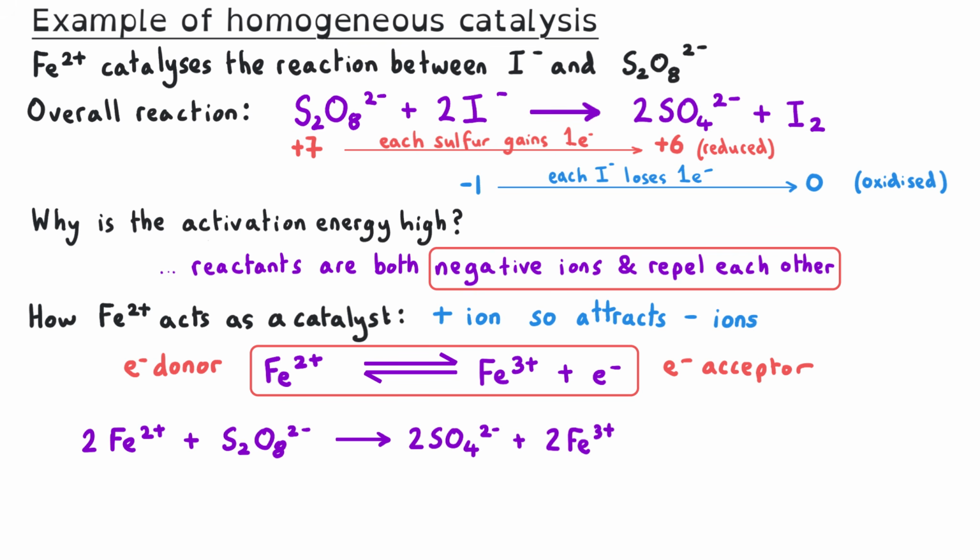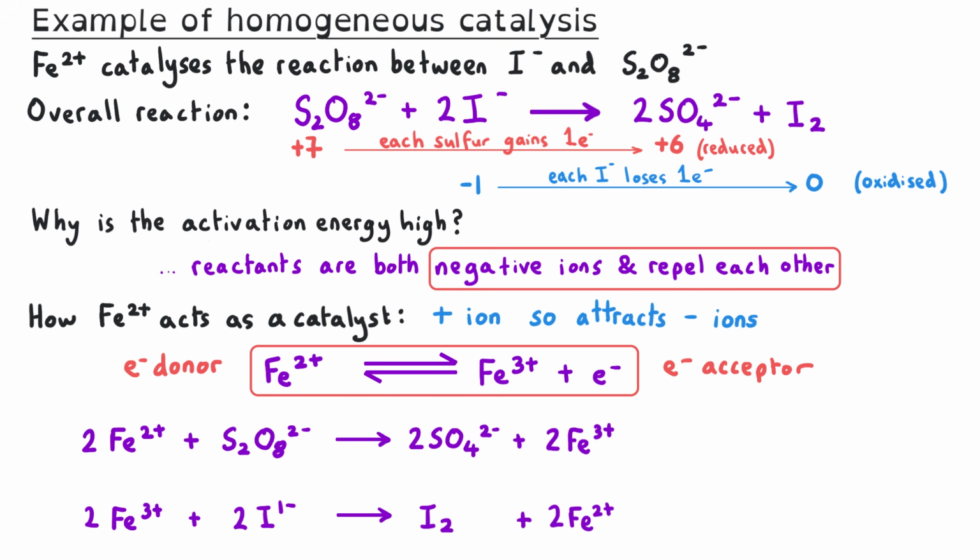And so in more detail, we can see that the iron 2+, the electron donor, is going to react with the sulfur in the peroxodisulfate because that needs to gain an electron. And that then converts this into 2 of the sulfate ions and 2 of the iron 3+. We need that balancing because each iron 2+ is only losing 1 electron.